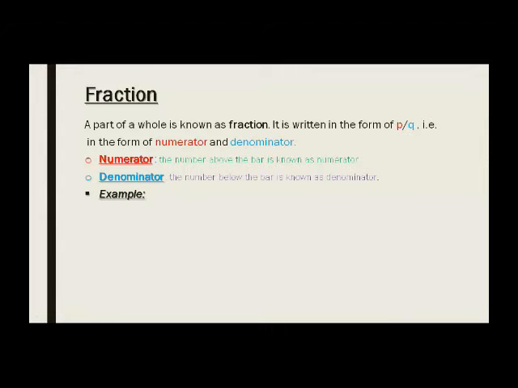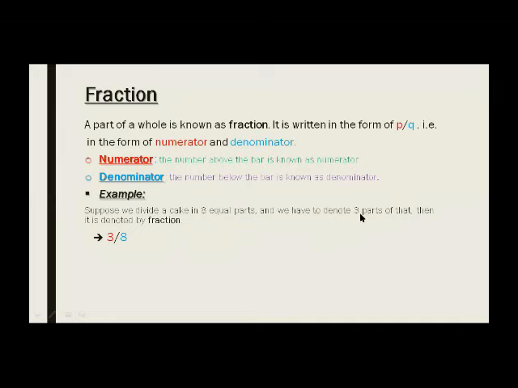Now, examples. Suppose we divide a cake into 8 equal parts. Suppose it's your birthday and you have to divide the cake into 8 equal parts, and we donate 3 parts of that. Then it is denoted by a fraction. How is it denoted? 3 upon 8. We have one cake. First we divide that cake into 8 parts, and then we give 3 parts to our friends. So this is 3 upon 8.